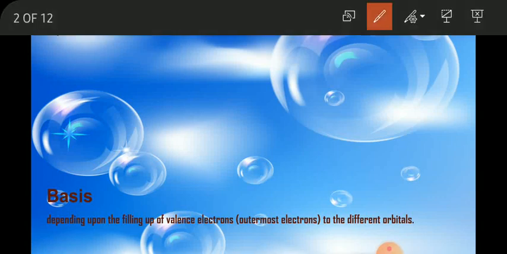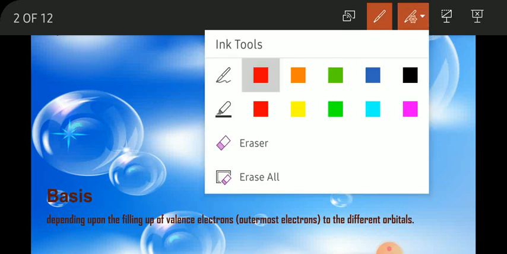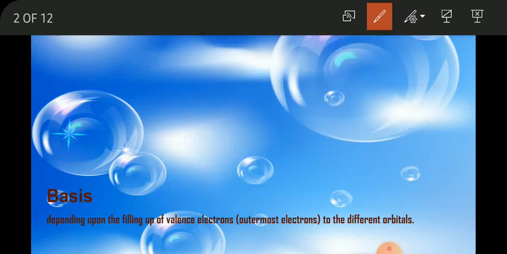The classification is done based upon filling up of, entry of electrons. Which electrons? Valence electrons. So when you write the electronic configuration of an atom of an element, into which orbital the valence electron enters, based on that the classification is done into 4 blocks.